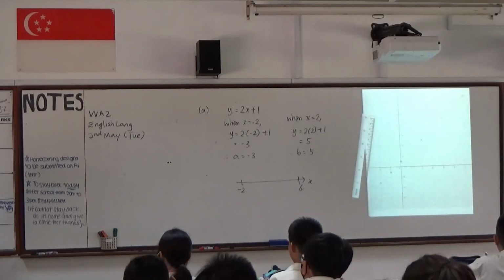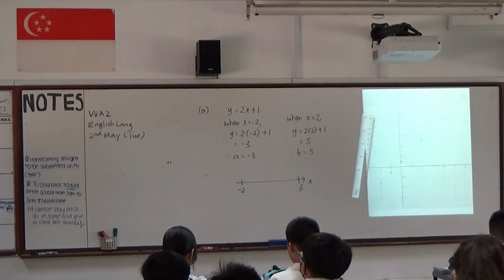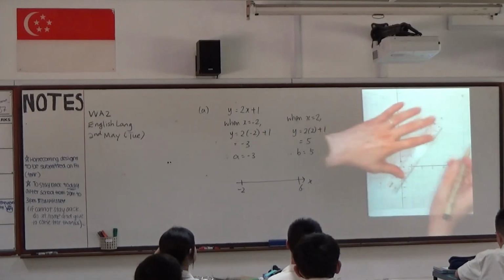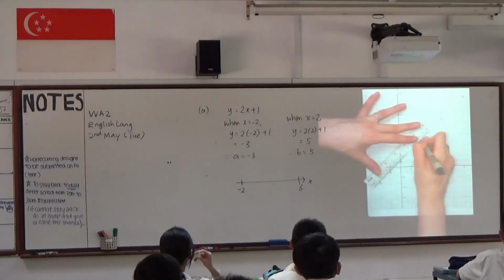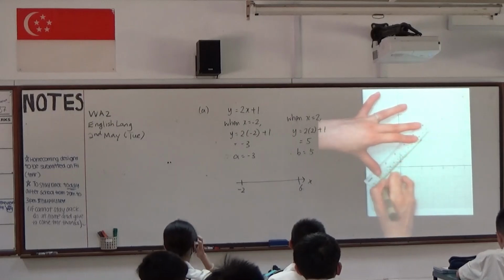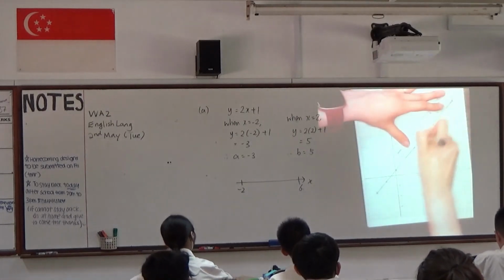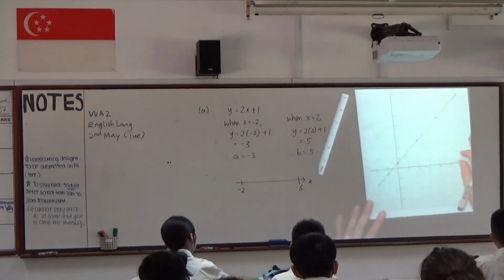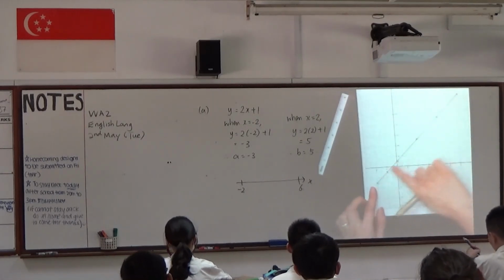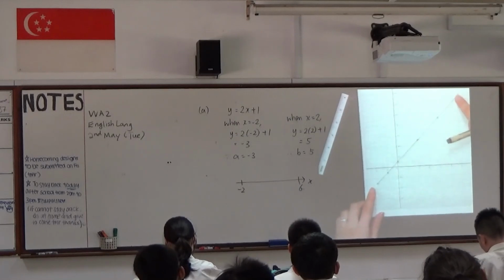Sorry, I may not have brought my long ruler down. Okay, never mind. I'm very confident I have plotted the correct one. So if I connect my line, this is what it will look like. And it's supposed to be straight. Alright?